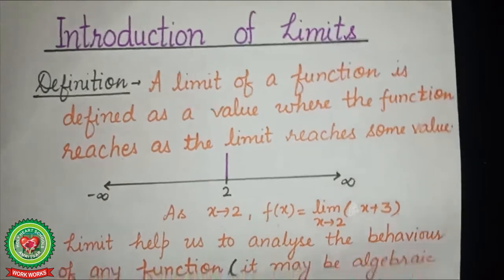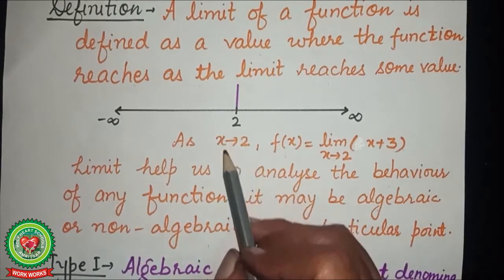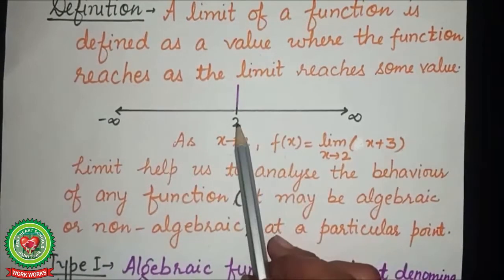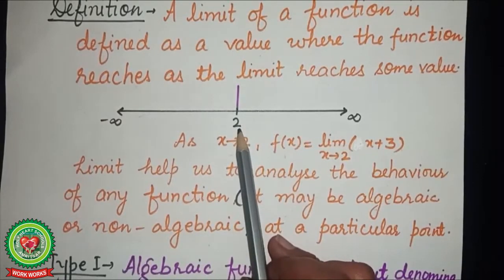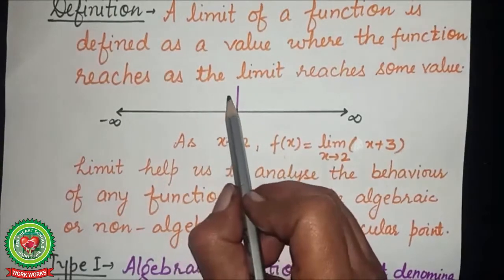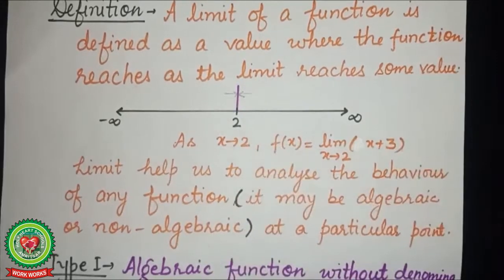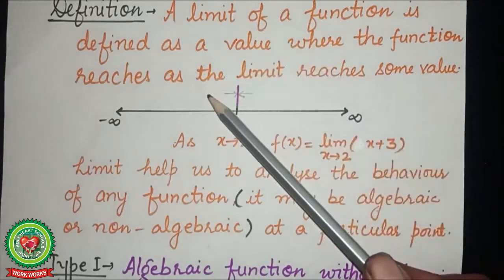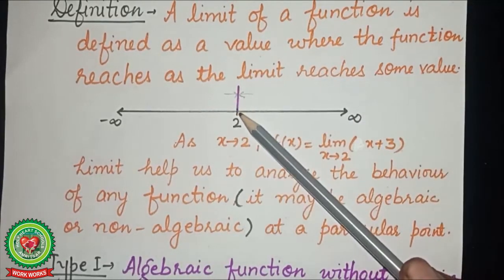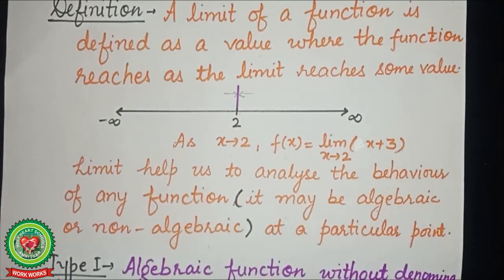Now here let's try to understand this with the help of an example. For example, if we have to find the limit at 2, we can approach 2 from both sides, that is from the left hand side and from the right hand side. Now we have to check the behavior of any function as we move towards a particular point from the left hand side or from the right hand side. Now let's take an example.